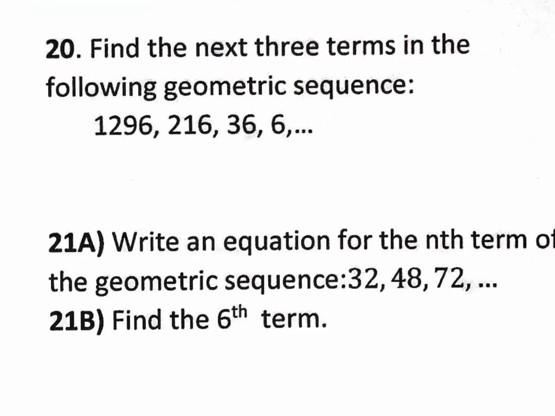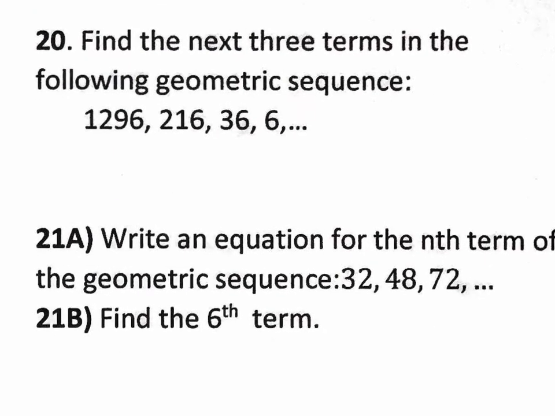Right here on number 20, they're not asking if it's arithmetic or geometric. They're telling you it's geometric, and they want you to find the next three numbers. So if they tell you it's geometric, you know it's a common ratio, and you don't have to make sure that it's common. You already know it's common because they told you it's geometric. So let's just take the 6 and put it over 36. So what is the common ratio? 1/6. So the common ratio is 1/6.